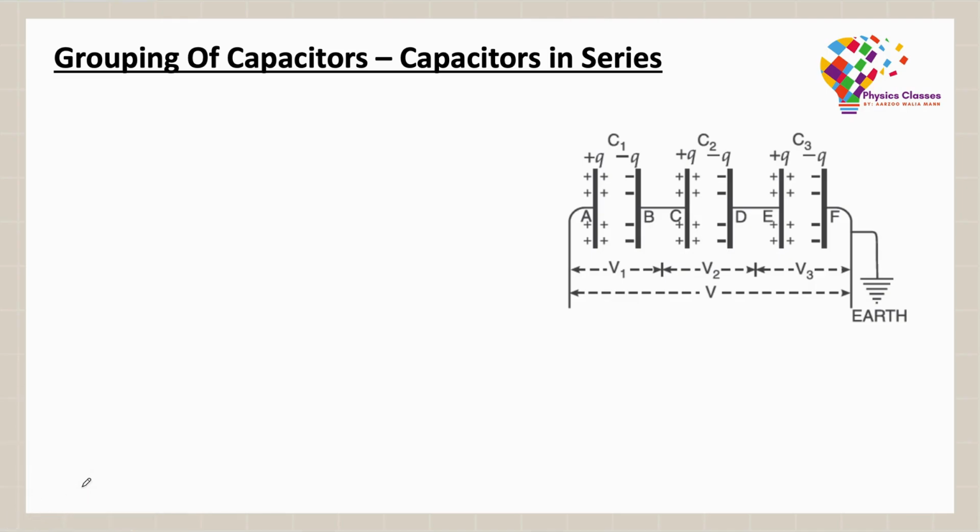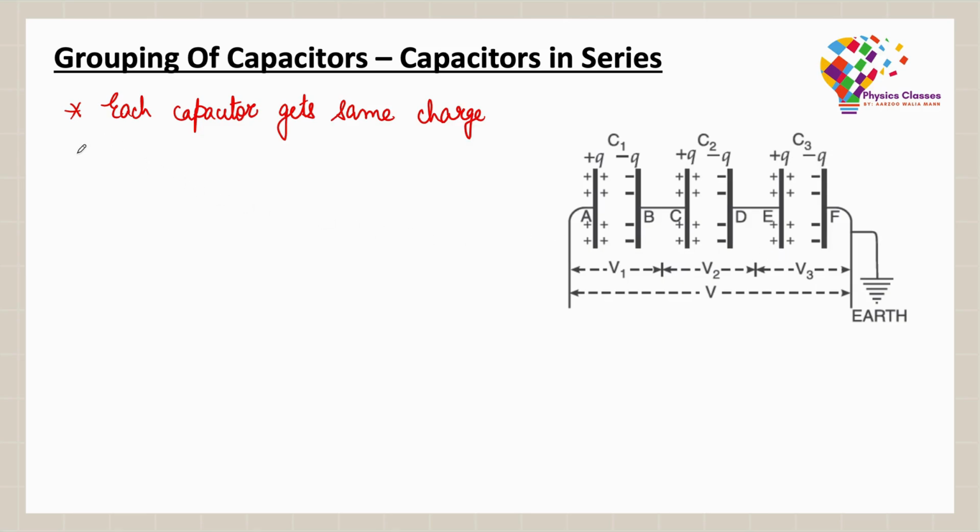So first let's talk about our series capacitors. Now when you connect the capacitors in series, each capacitor gets the same charge. So in series, each capacitor gets the same charge. You can see capacitor 1 has a charge of plus Q, on the other plate it's minus Q. Capacitor 2 also has plus Q, minus Q. Capacitor 3 also has plus Q and minus Q.